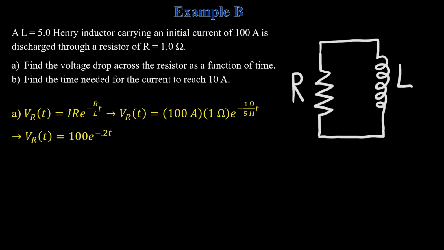Okay. Part B, find the time needed for the current to reach 10 amps. Well, again, the current function is initial current, which is 100, e to the negative R over L times t. So plug in numbers, and then solve for t.